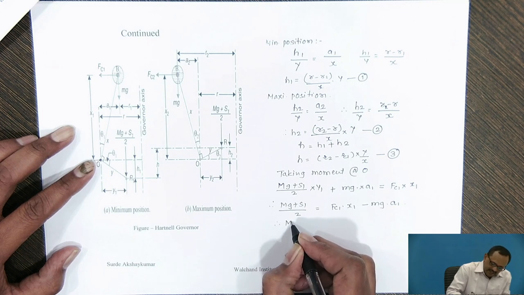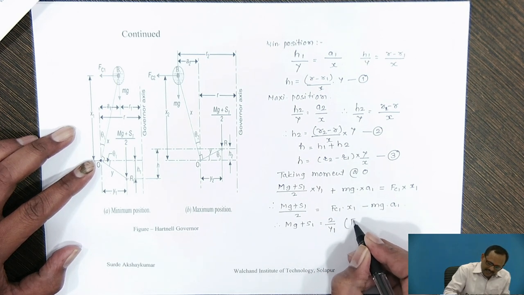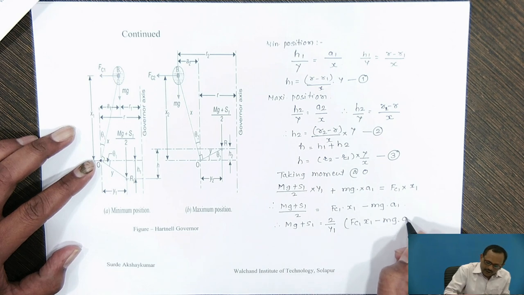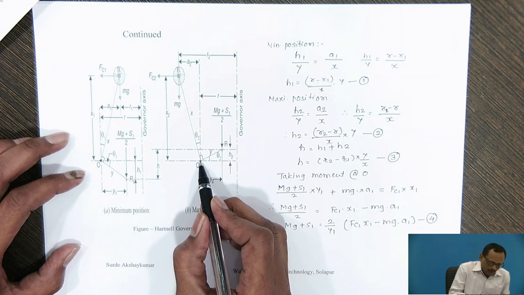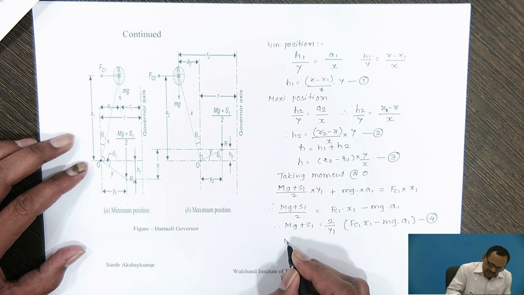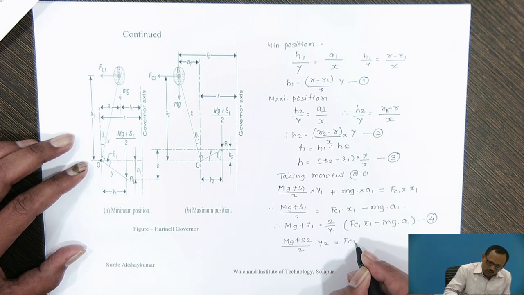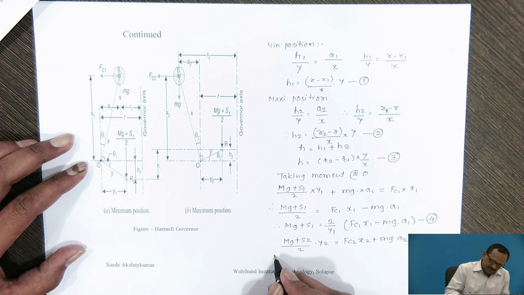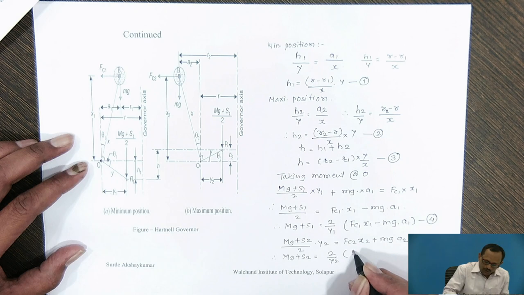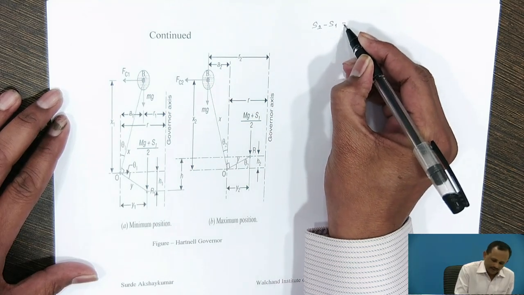So, I can rewrite this equation: mg plus s1 is equal to 2 by y1 in bracket (fc1 into x1 minus mg into a1). This is my equation number 4. Similarly, taking the moment about point O at the maximum position, I will get (mg plus s2) divided by 2 into y2 is equal to fc2 into x2 plus mg into a2. And therefore, mg plus s2 is equal to 2 by y2 into (fc2 into x2 plus mg into a2).